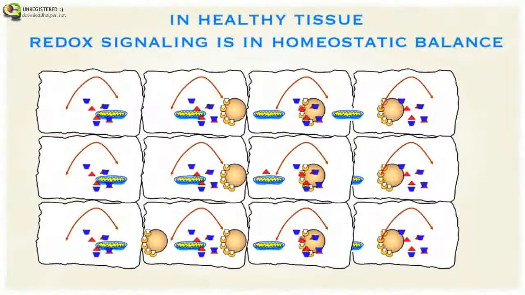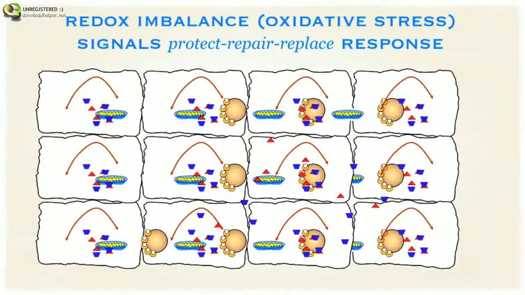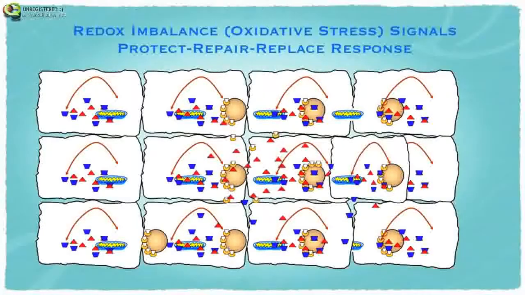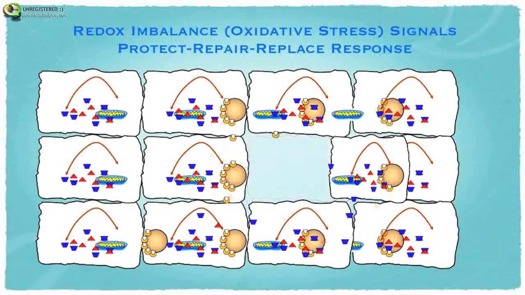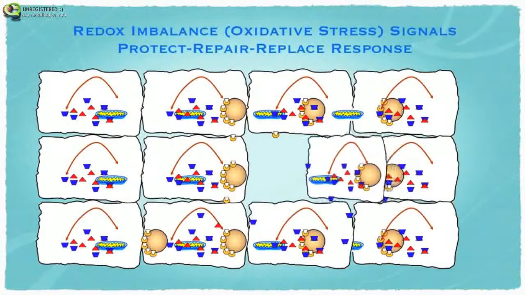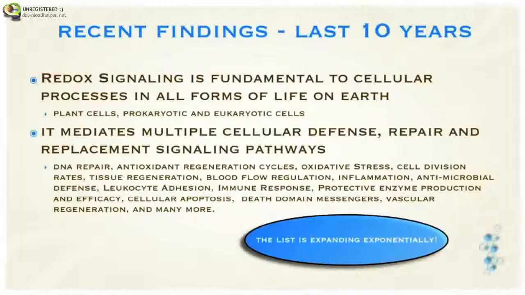So in healthy tissue, redox signaling is in homeostatic balance. We've now got a multitude of cells that are now in balance. Where there's oxidative stress, this would signal a repair, replace, or protection process. And so there's a burst, perhaps from an injury or an infection, and this is signaling trouble. So the cell group of tissues here have to decide what they're going to do about it. That particular cell decided to replace itself, and a neighboring cell comes in and fills in the gap to promote better health for the tissue.